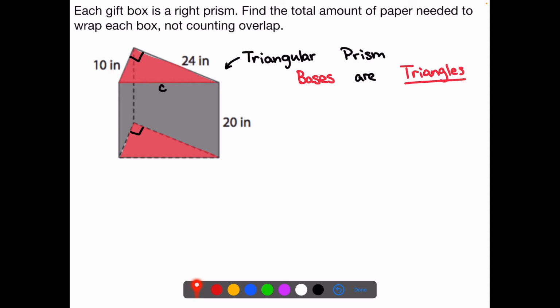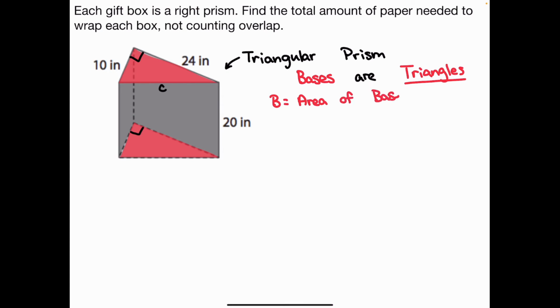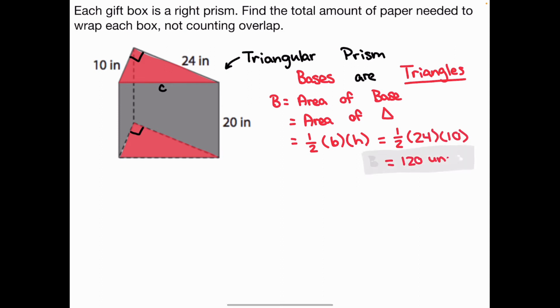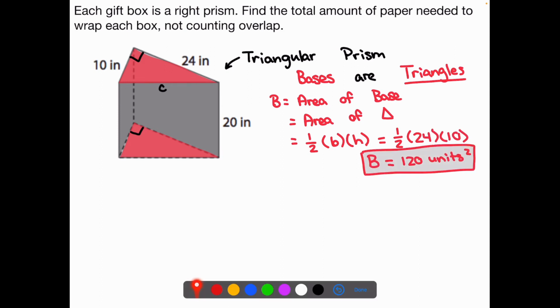Now we know that the area of a triangle is equal to 1/2 base times height. And further, base and height always need to intersect at 90 degrees. So therefore, big B is equal to 1/2 times 24 times 10. That gives us 240 divided by 2. 240 divided by 2 will leave us with 120 units squared. So big B is equal to 120 units squared.